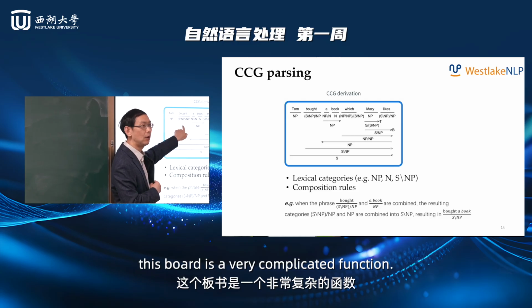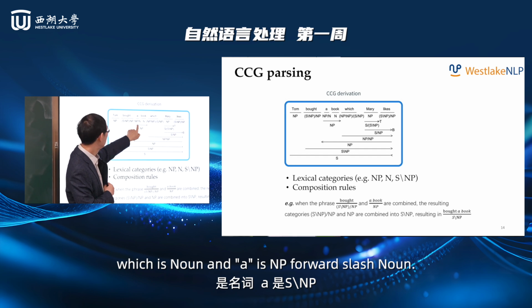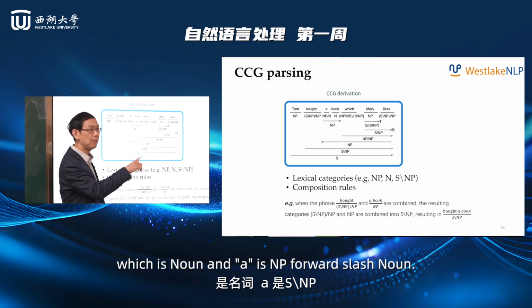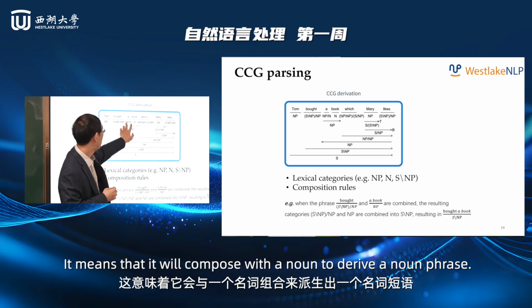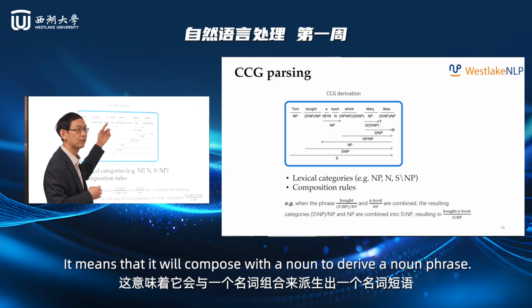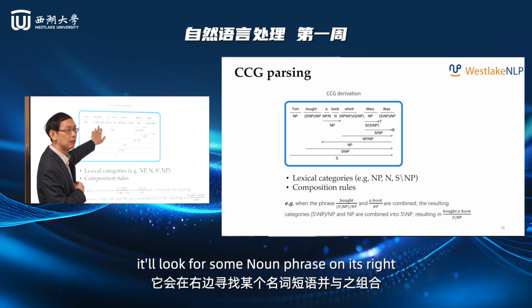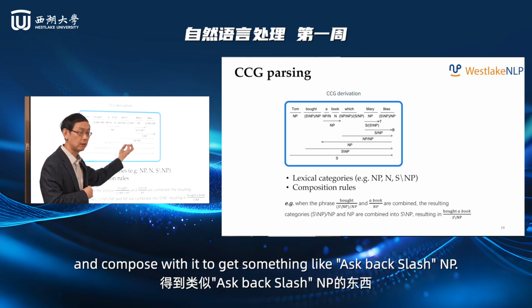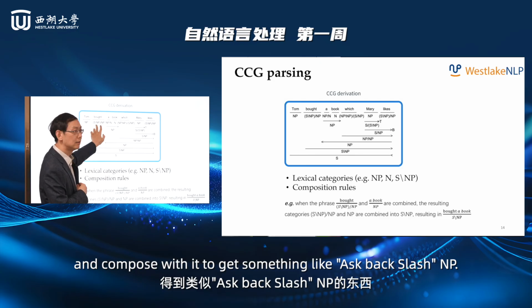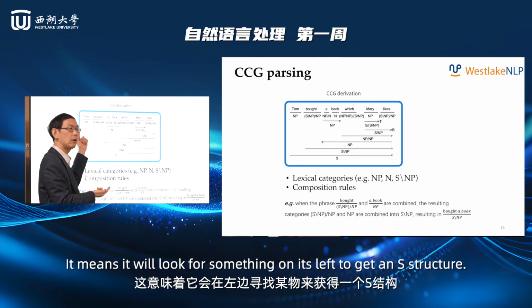So "bought" is a very complicated function, and "book" is an N, which is a noun, and "a" is an NP / N. What does it mean? It means that it will compose with a noun to derive a noun phrase. Okay, so what does "bought" mean? It will look for some noun phrase on its right and compose with it to get something like S / NP. What does it mean? It means it will look for something on its left to get an S structure.